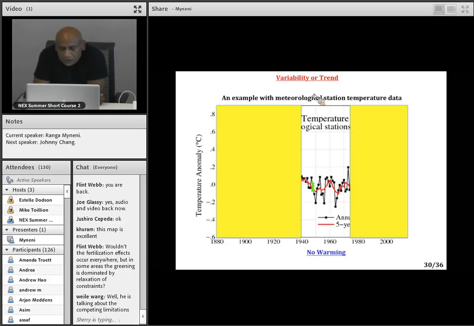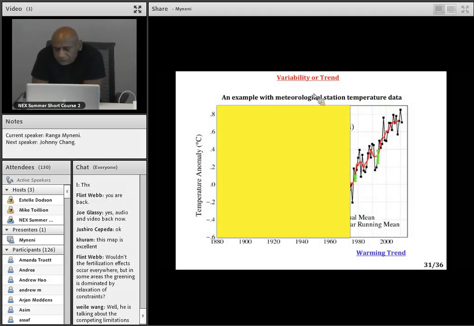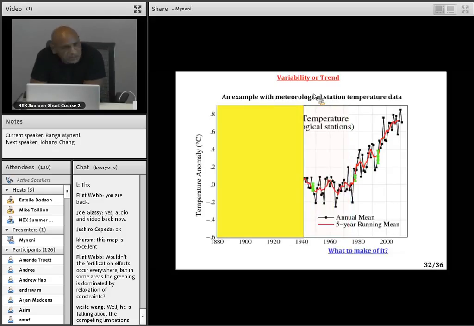I'm showing you station temperature data on land from NASA Goddard Institute for Space Studies. If you were to look at the temperature time series for the 25-year period between 1940 and 1975, there is no warming. If you were to look from 1975 onwards, whoa, you see extraordinary warming. If you were to look at 1940 to the present, you wonder what is going on. The first 25 years there's no warming, and then the last 35 years there is significant warming.